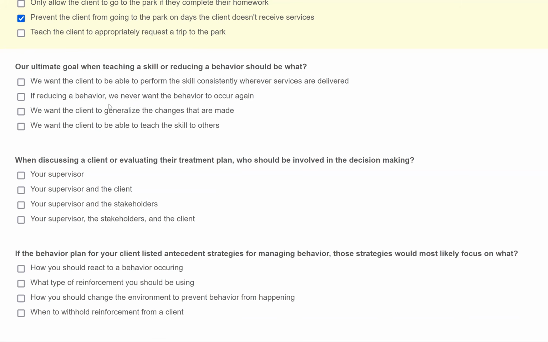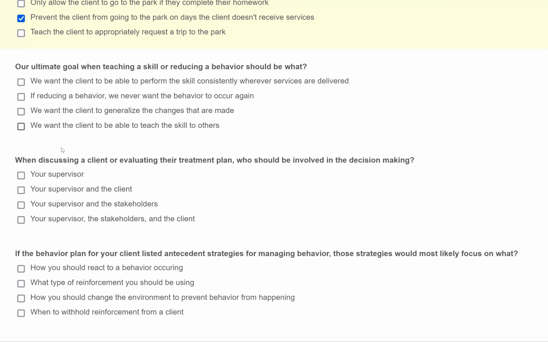B, if reducing a behavior, we never want the behavior to occur again. That's just unrealistic. When we set goals, we need to be realistic. Think about your own personal, quote unquote, bad behavior. You might go weeks without engaging in behavior you don't like, but occasionally it's going to happen. Why? Because we're human. We're not perfect. Reducing behavior, our goal is not never occur again.